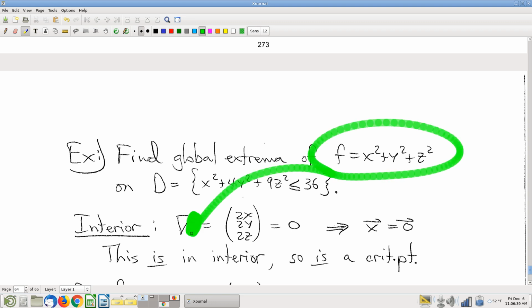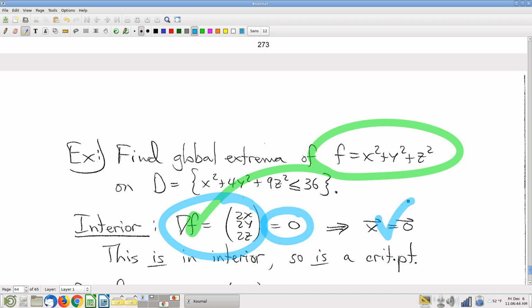Take F. Compute the gradient, see where it's equal to 0, easily concluded that's the origin, and so I've got myself a critical point. That's easy, right? Straight up, plug and chug into the method.